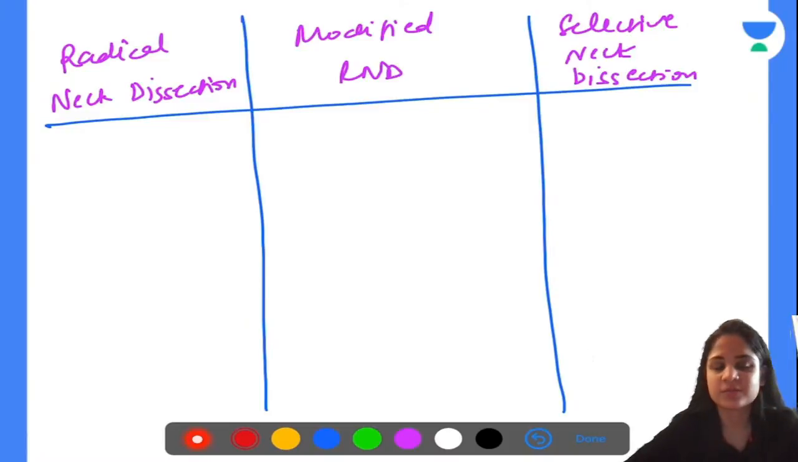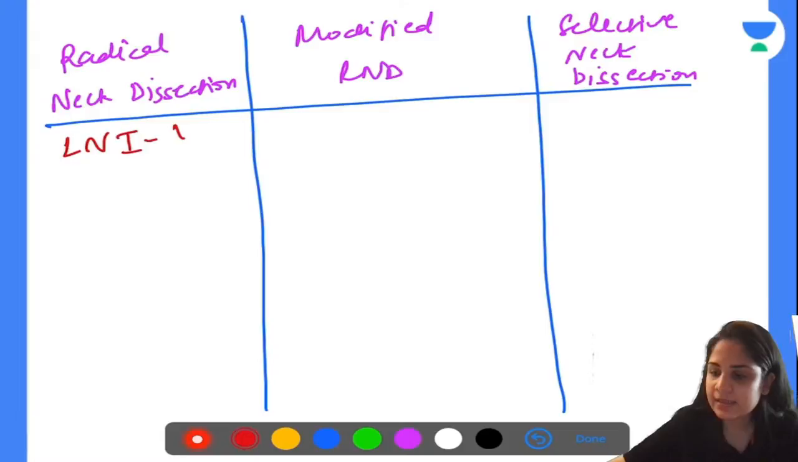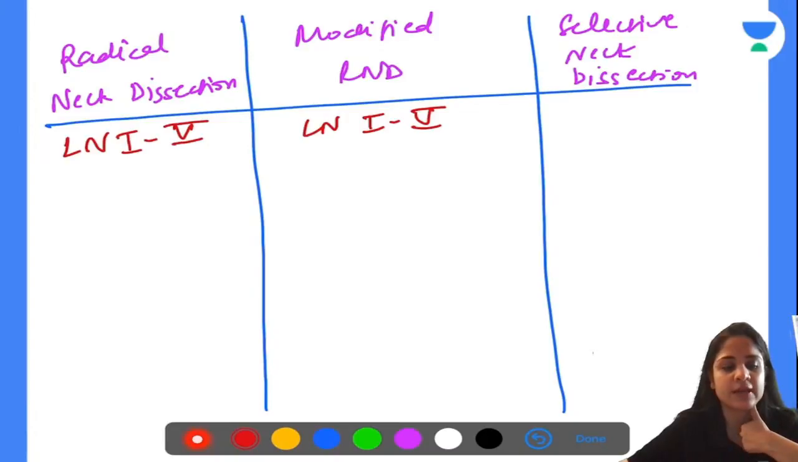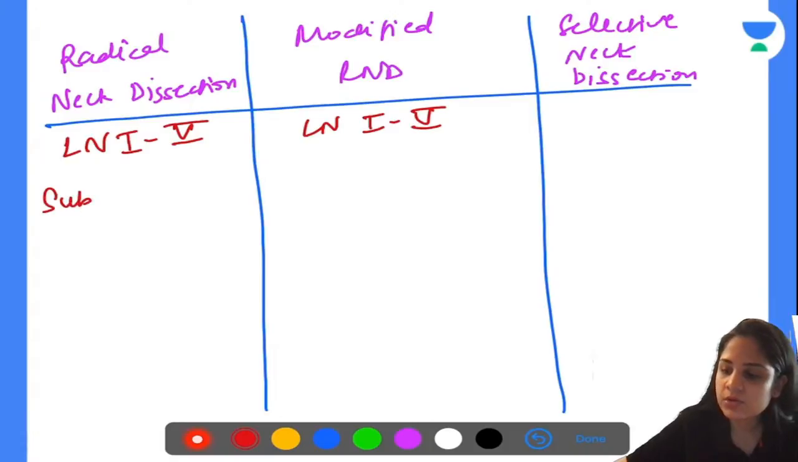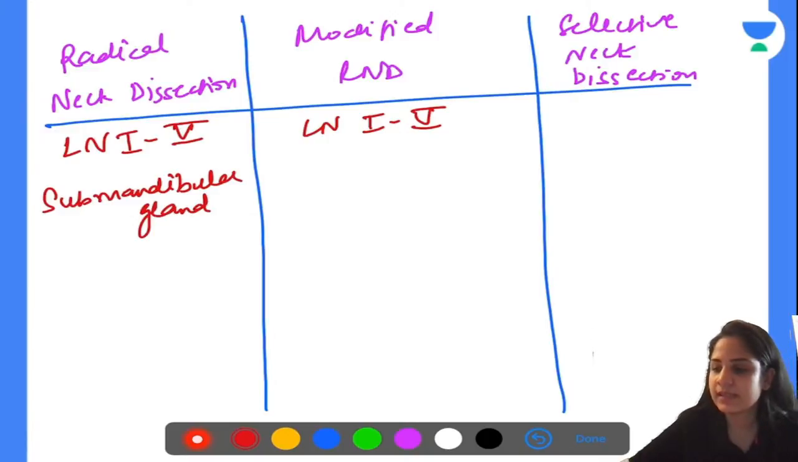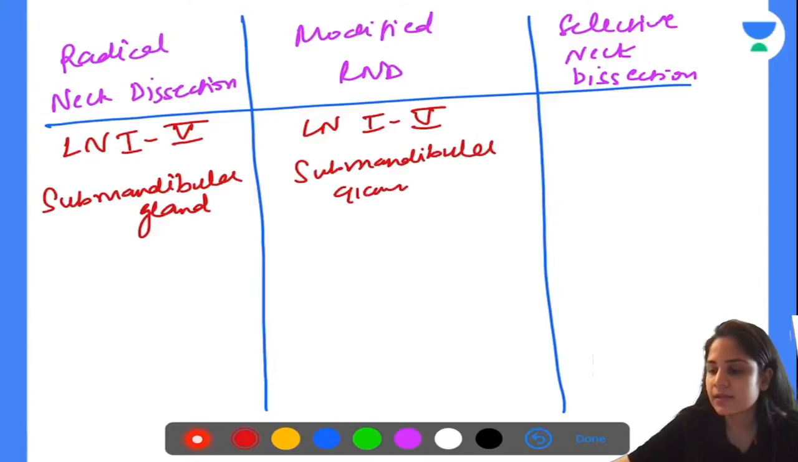Okay, let me tell you. In radical neck dissection and in modified radical neck dissection, you will remove lymph nodes from levels 1 to 5. Then in radical neck dissection, you will also remove the submandibular gland. In this as well, you will remove the submandibular gland. So in both of these it is simple, it is the same.